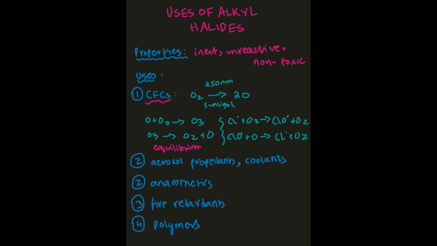So CFCs were also used for aerosol propellants and coolants and anesthetics. For anesthetics, right now we use halothanes. An example of halothane would be CF3CHBrCl. They were also used in fire retardants, and right now we use halons. And lastly, they're used to make polymers like polyvinyl chloride or PVC. So these are the uses of alkyl halides.